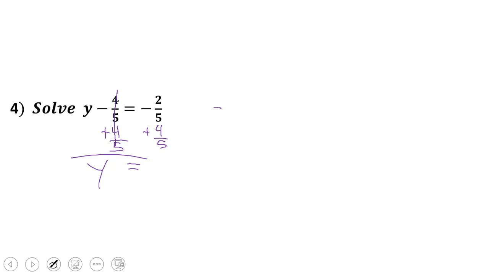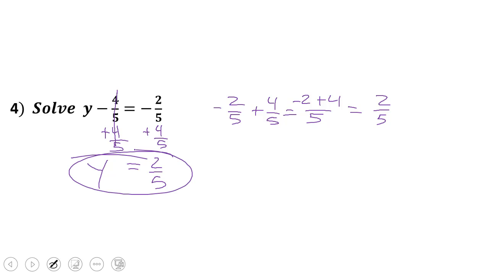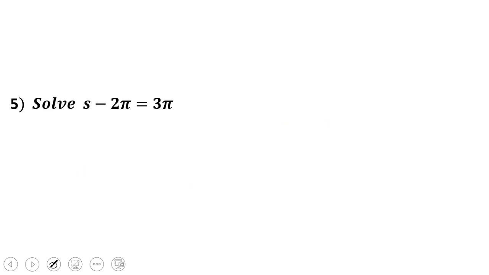Well, now I have a negative 2/5 plus 4/5. I know that my common denominator is 5ths, and I know that a negative 2 plus 4 is equal to 2/5. Done. Y is 2/5. Moving right along. S minus 2 times pi is equal to 3 pi.